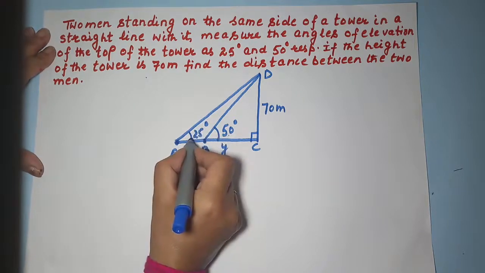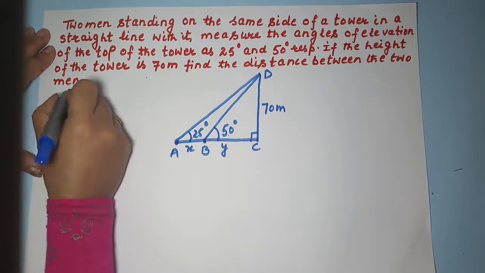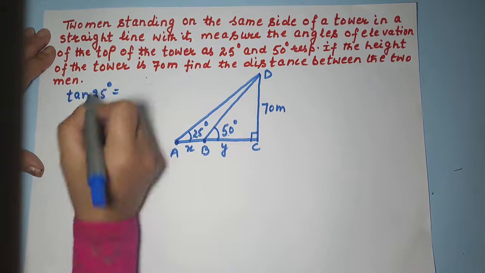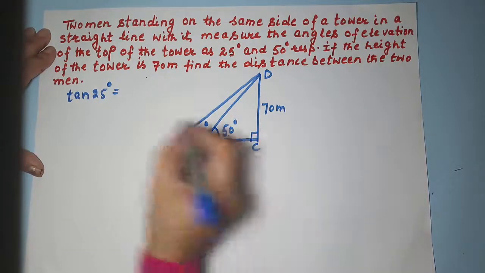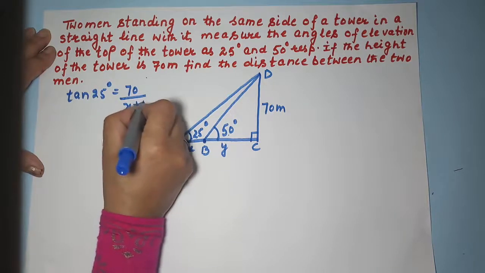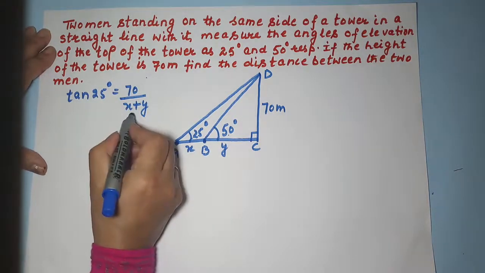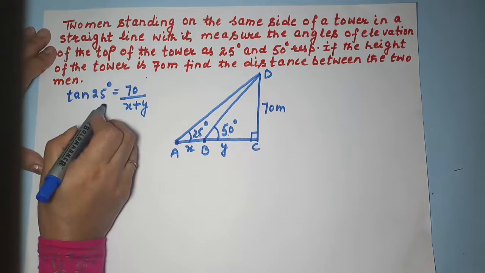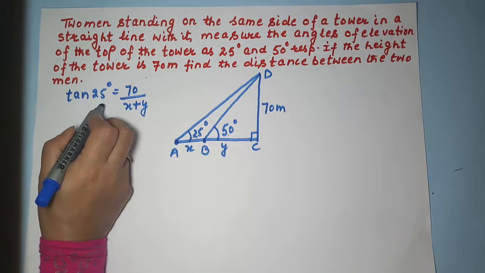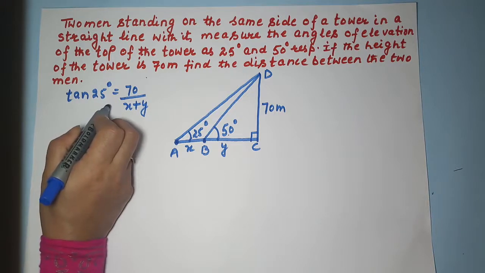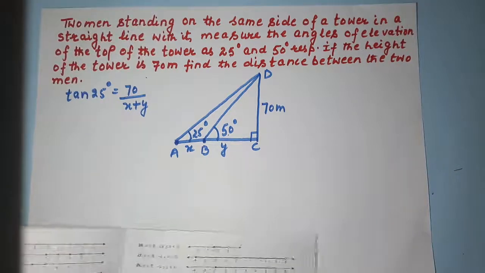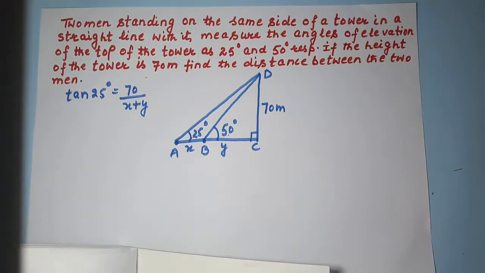Let me take first tan 25 as an example. What will be my tan 25? Tell me. It will be 70 upon x plus y. Right? Now tan 25, we can see the value of tan 25 in the book. We have also learned how to see the value of tan 25 from the book. It's also given in your textbook. At the back of your textbook, you can see this value.